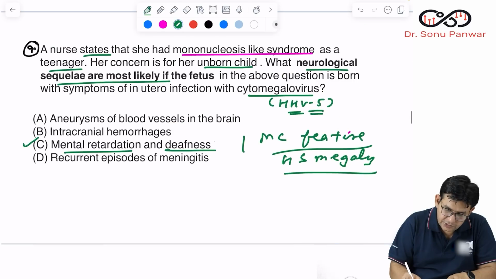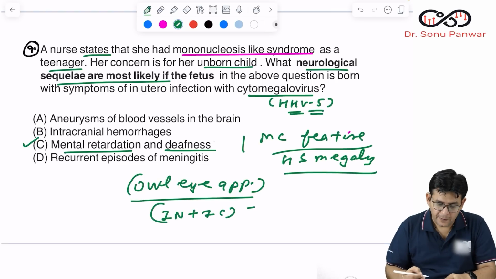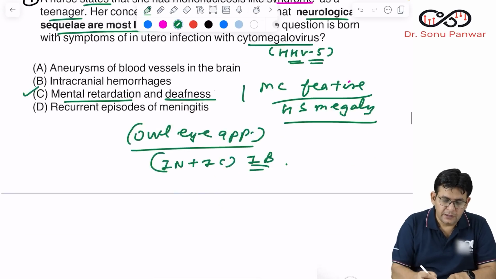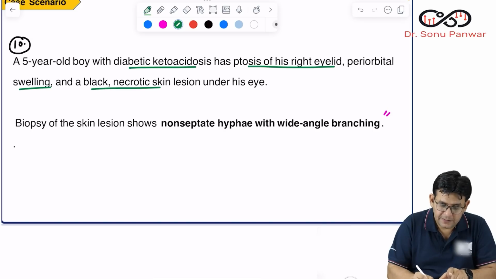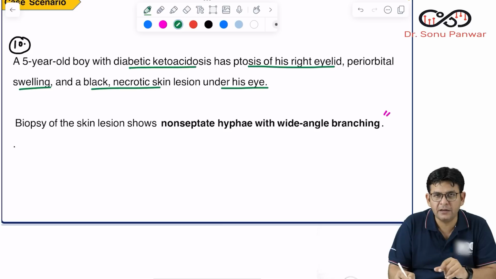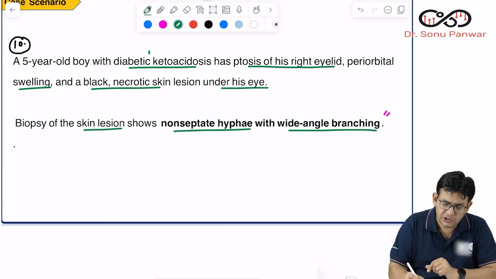With this, the question has come: what is this owl eye appearance in infected cells? This is the intranuclear, intracytoplasmic basophilic inclusion body. Okay, now coming to the 10th one. A 5-year-old child with diabetic ketoacidosis, ptosis of the right eyelid, periorbital swelling, and a black necrotic skin lesion under his eye. The biopsy of the skin lesion shows non-septate hyphae with wide-angle branching. So after diabetic ketoacidosis and black necrotic skin lesions, what should we think of?